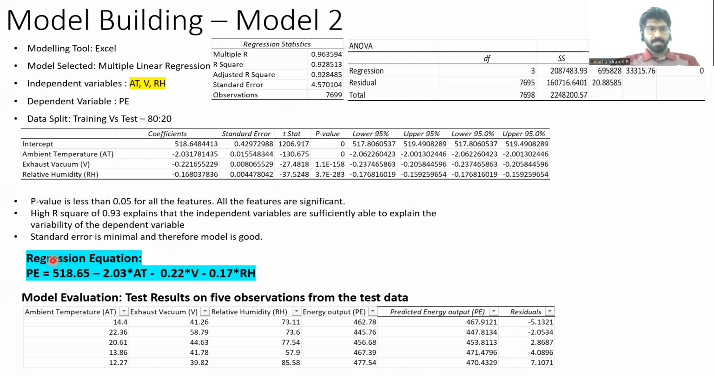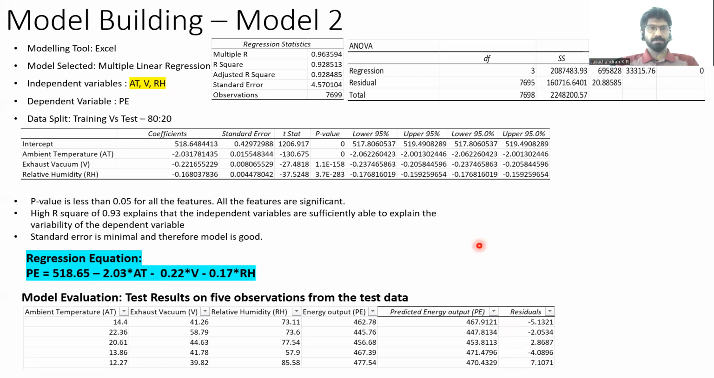Now the regression equation is constructed over here, and when it comes to the evaluation, again the same set of 5 observations have been taken, and here we can see the residuals are again ranging between 2 and basically 7. So this is also a pretty good model.